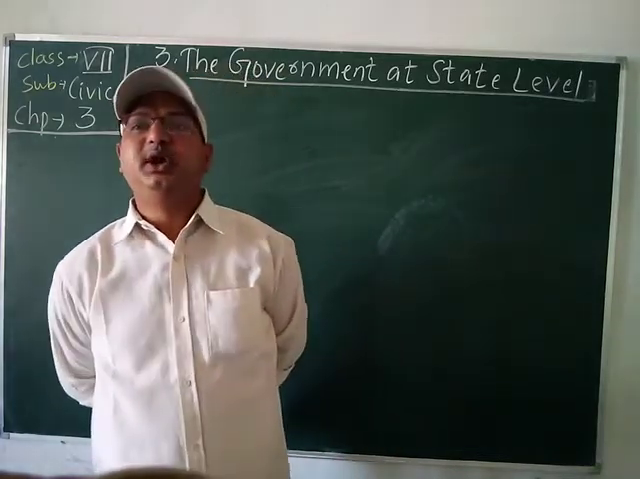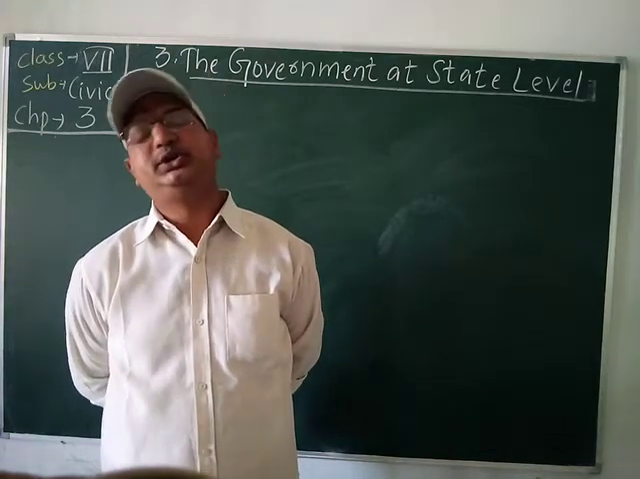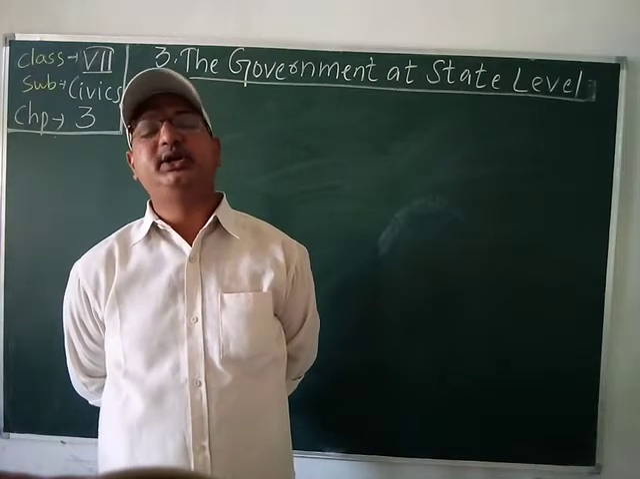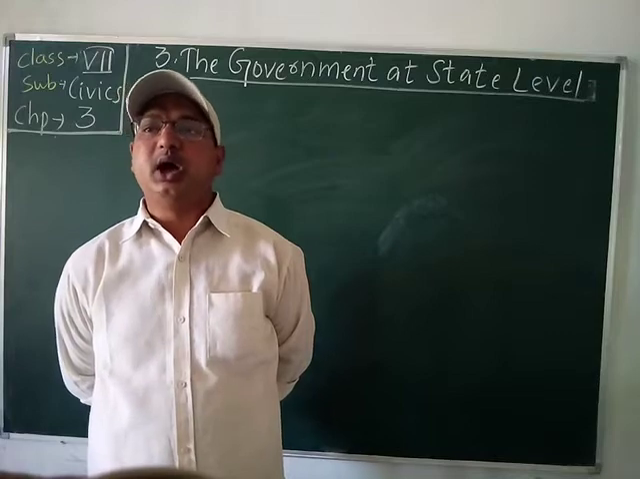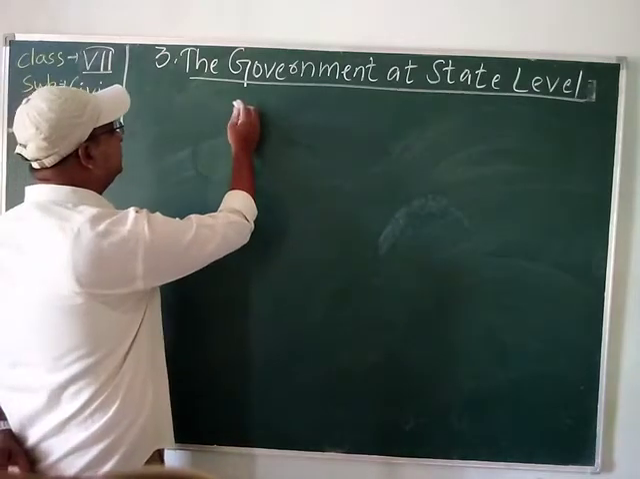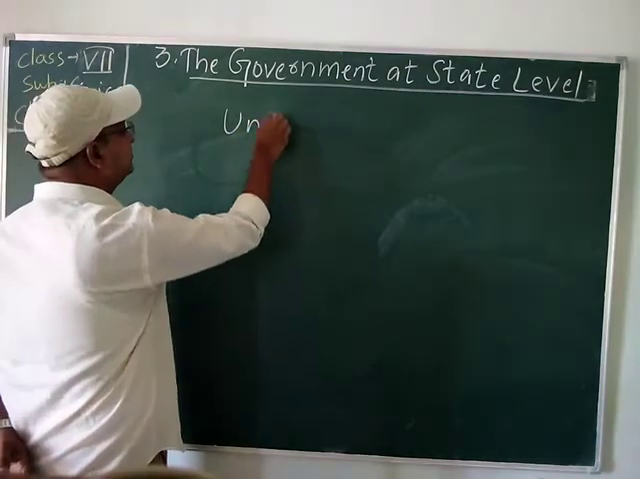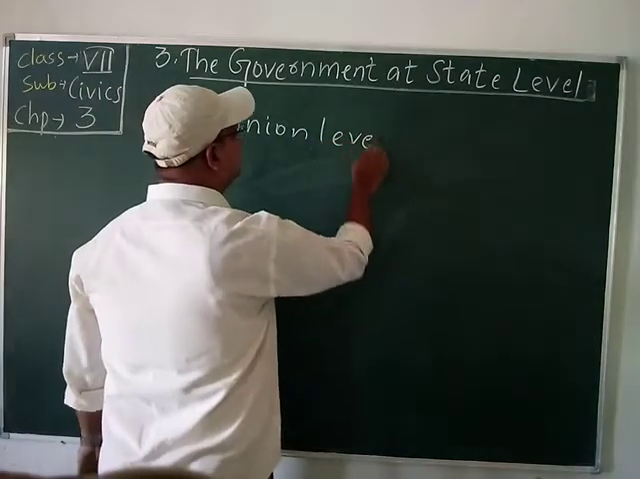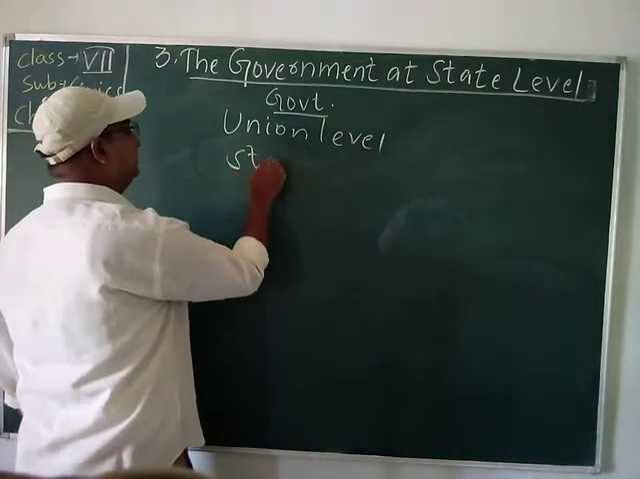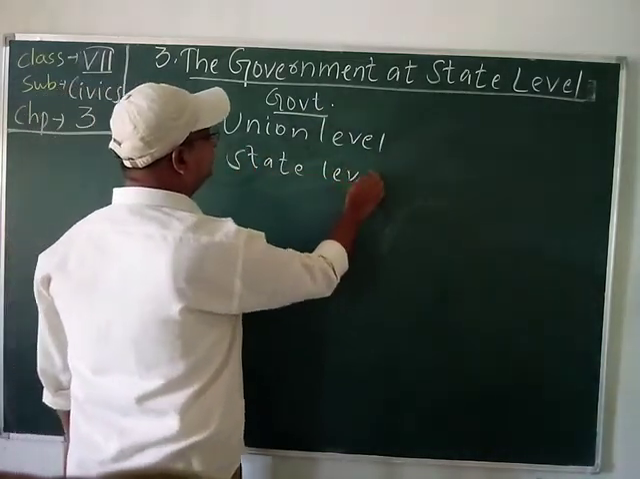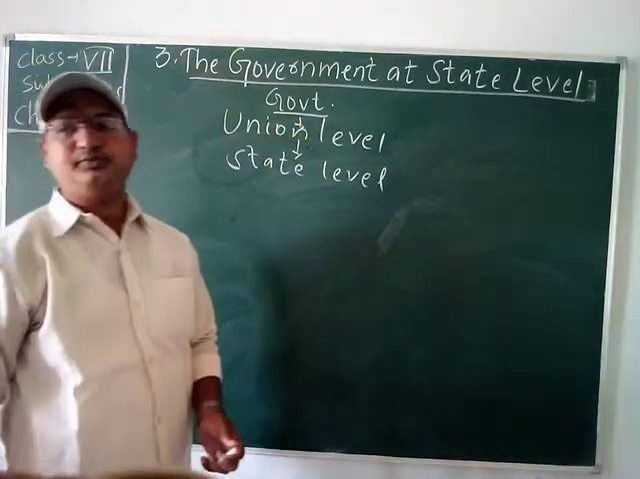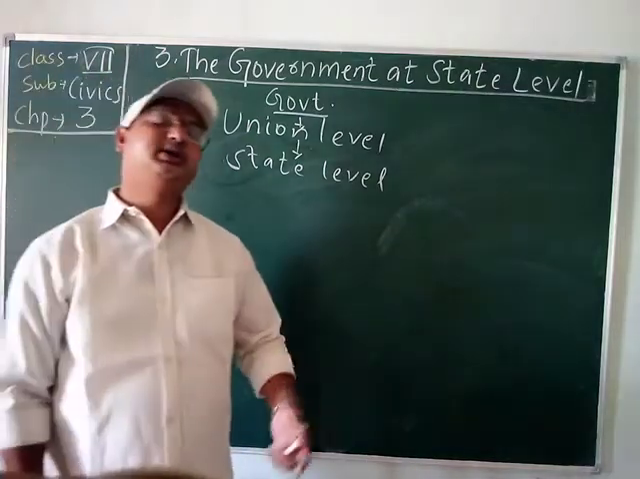Students, the nominal executive cannot use his or her powers and authority independently. The president and the state governors are the nominal executive. Students, now we will write: the government is divided into two parts. The first one is the union. The second one is state level. As I have told you, now students will study what the different types of executives are.